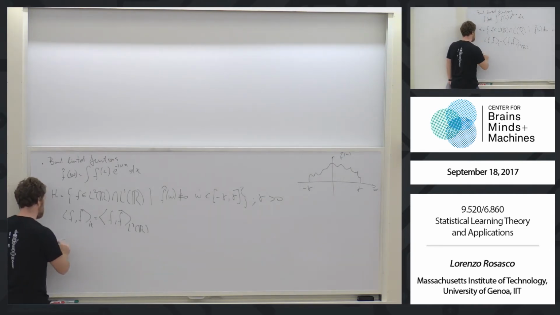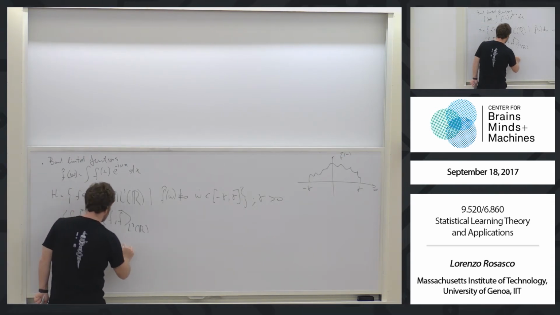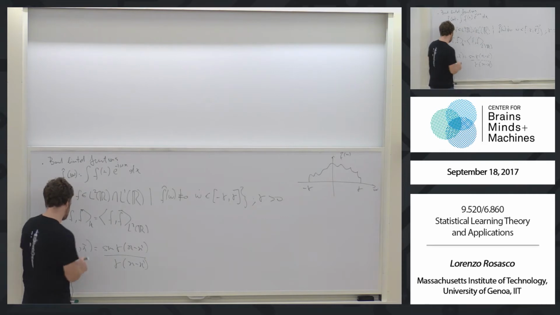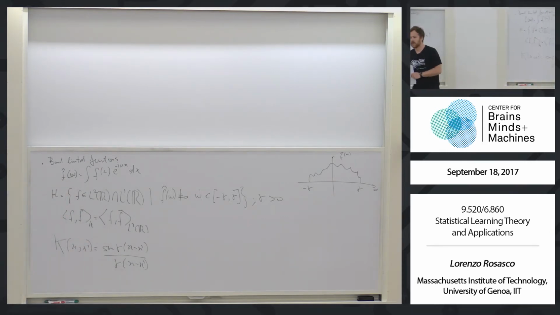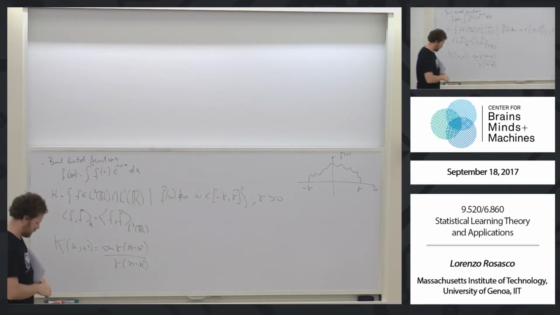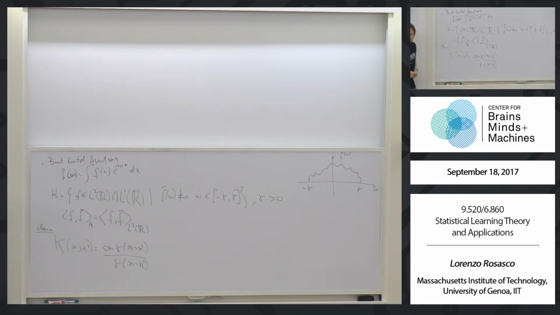The kernel is given by the sinc of gamma times x minus x prime, gamma of x minus x prime. When I say x prime, I mean x bar. So this is a claim, and it needs a proof. I'm going to do the proof in detail, but let me just start it.